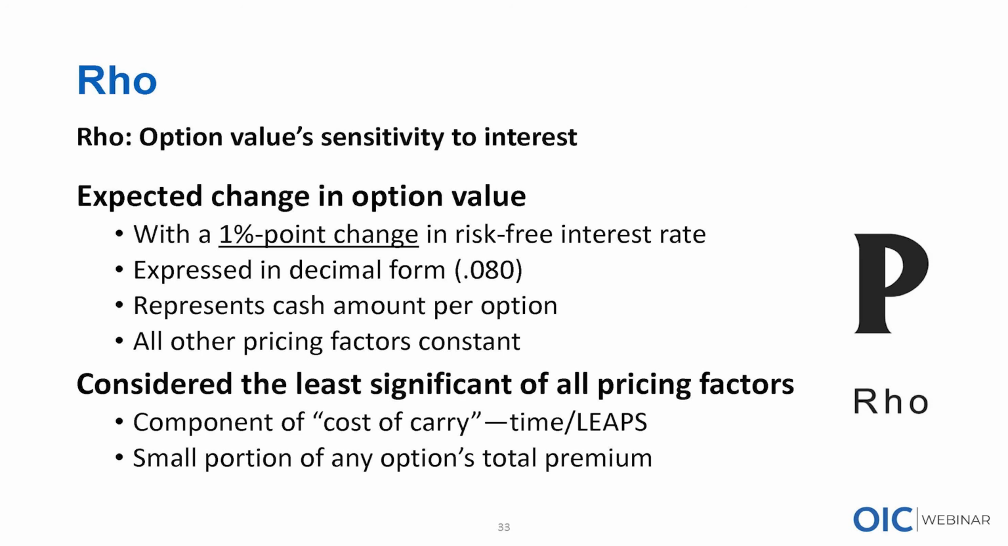Now, this Greek is considered the least significant of all the pricing factors. And why is that? Well, unlike implied volatility, which can change in 5%, 10%, 20%, big percentage point moves, interest rates really don't change that much. Oftentimes they change in quarter percentage points, 25 bips, 50 bips, very rarely 1%. And once again, interest rates are somewhat predictable, or at least you can anticipate them to a degree by looking at a treasury yield curve.